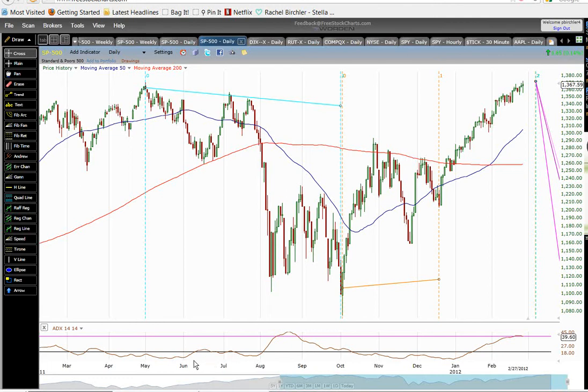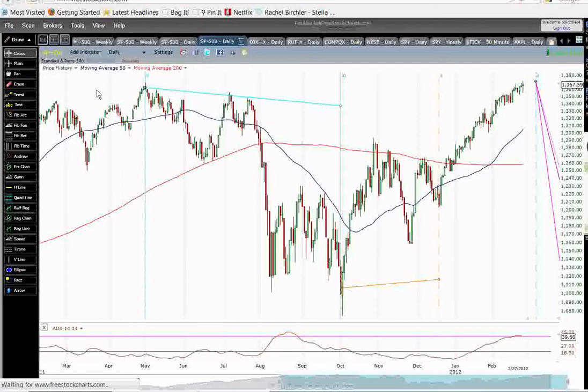I have a few charts to go over tonight. The first one I'm going to go over is the S&P 500, and this is the S&P 500 cash symbol. So this is not the SPY ETF. This is the SPX or S&P 500 cash.